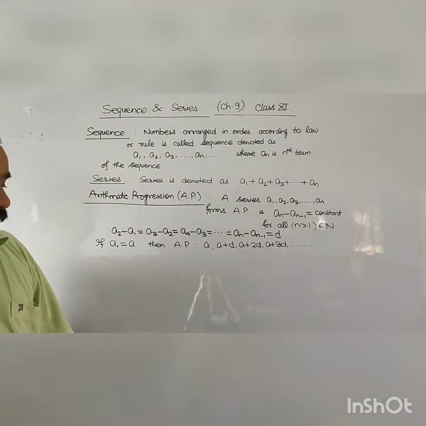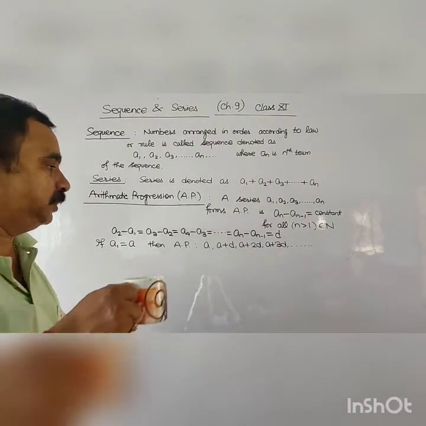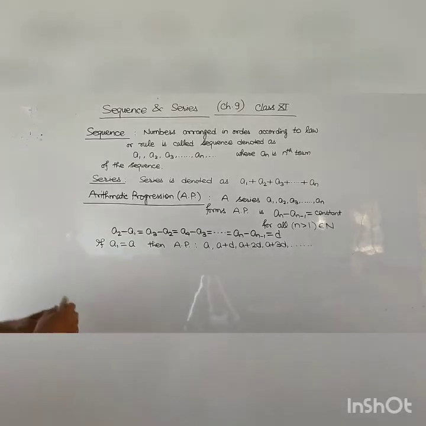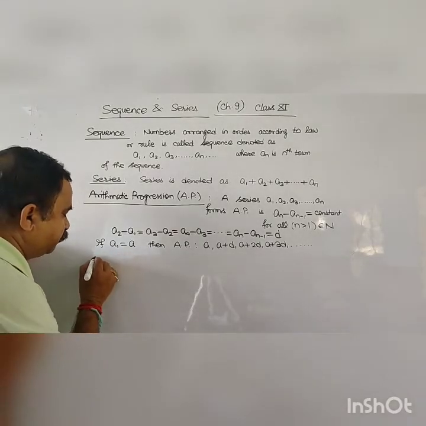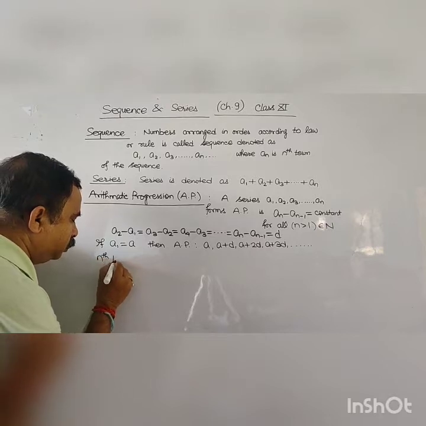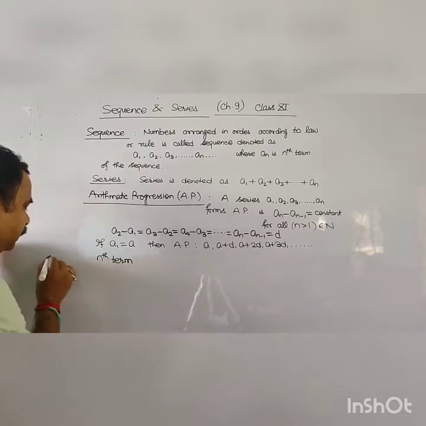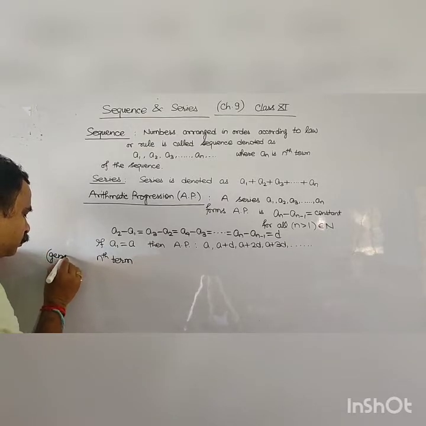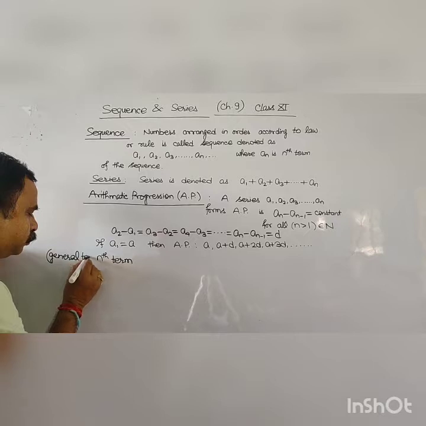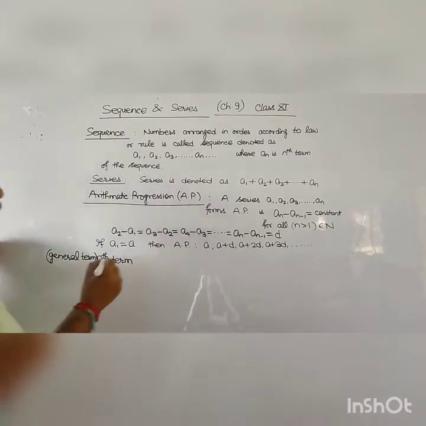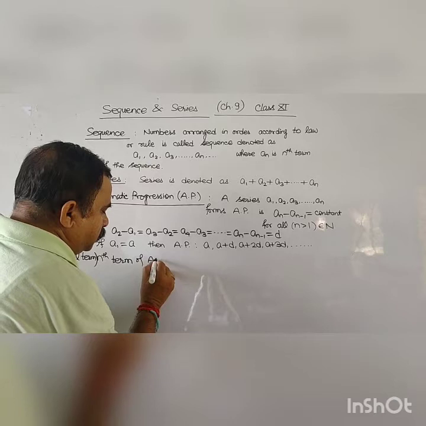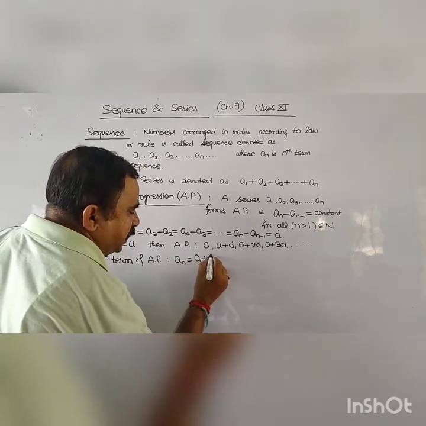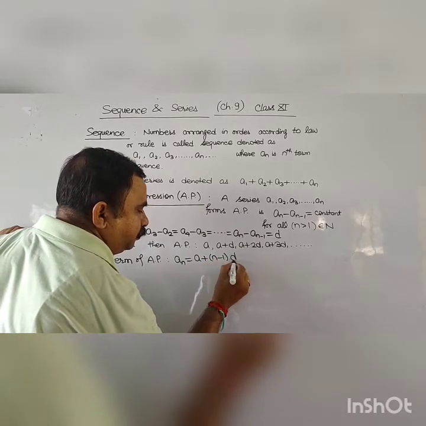The general term or nth term of this AP, you had read in previous class 10th. इसे हम लोग जनरल टर्म भी कहते हैं. जनरल टर्म और nth टर्म ऑफ AP, ये an से डिनोट होता है और दिस इज a plus n minus 1 into d.